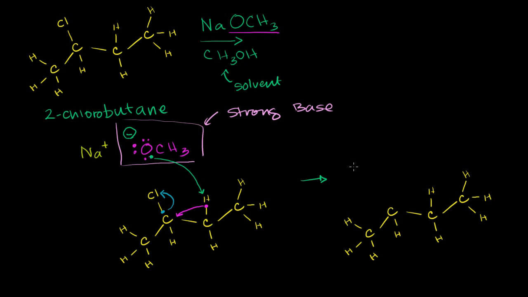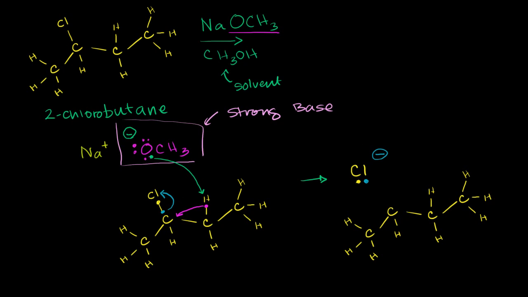This chlorine is now up here. It is left. It had this electron right over there, and then the electron it was paired with, that it was forming a bond, is now also on the chlorine. So now it becomes a chloride anion.